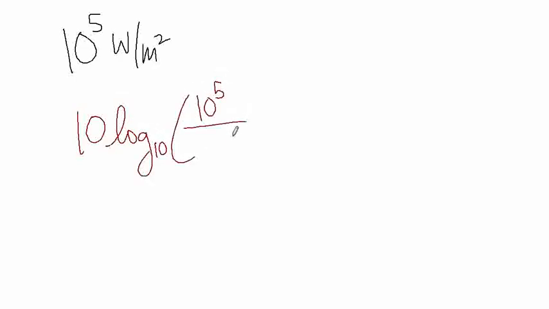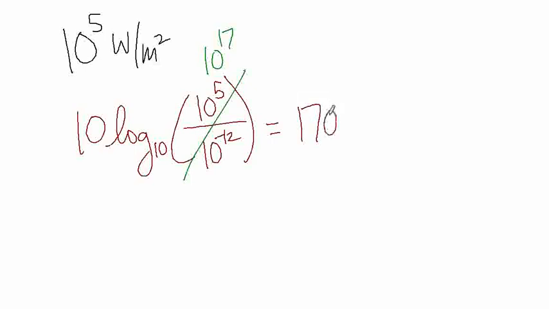Alright, so I'll go ahead and calculate that as well. I want to calculate 10 log to the base 10 of 10 to the 5 over 10 to the minus 12, and 10 to the 5 over 10 to the minus 12 simplifies to 10 to the 17. The log to the base 10 of 10 to the 17 is 17. So this whole thing simplifies to 170 decibels, or some people refer to that as dB.